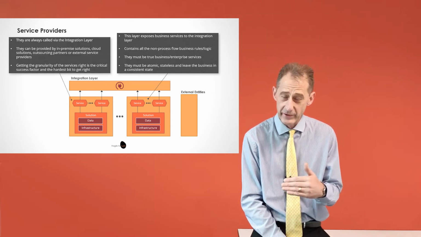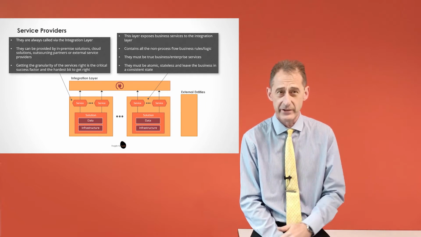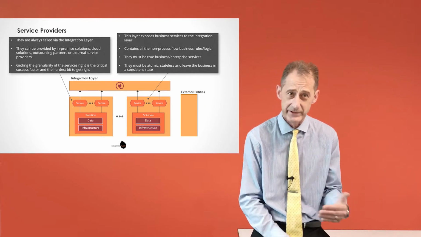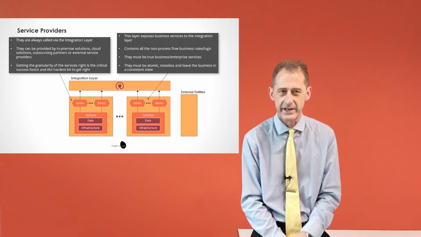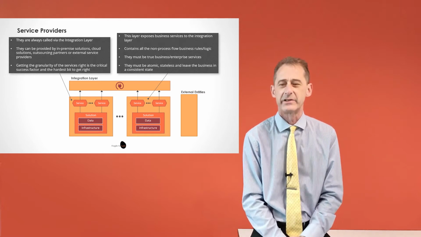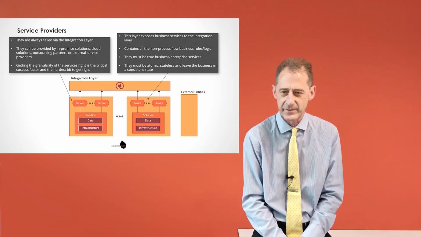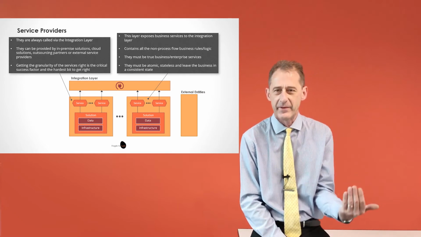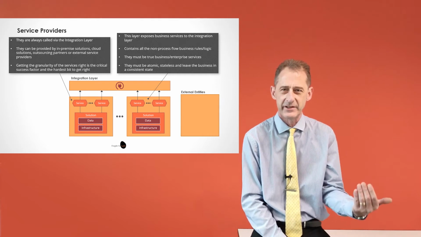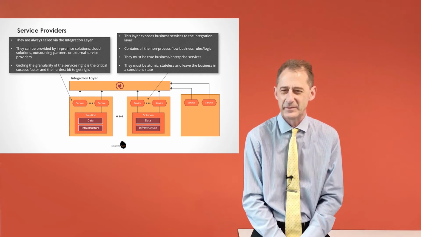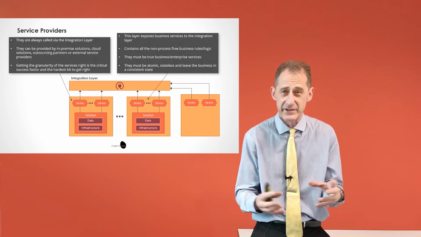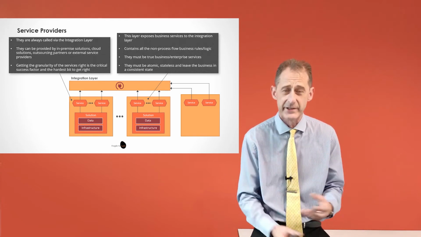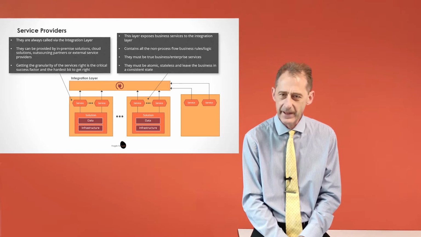They're always called via the integration layer. They cannot be called directly. Technically they can, but in the architecture to be agile and adaptive, they must go via the integration layer, or they could potentially bypass the monitoring and logging and security that's enforced by that layer. They can be provided by in-premise solutions, cloud solutions, outsourced service providers, external service providers, anyone that basically provides a service that you want to incorporate into your organization's ecosystem.